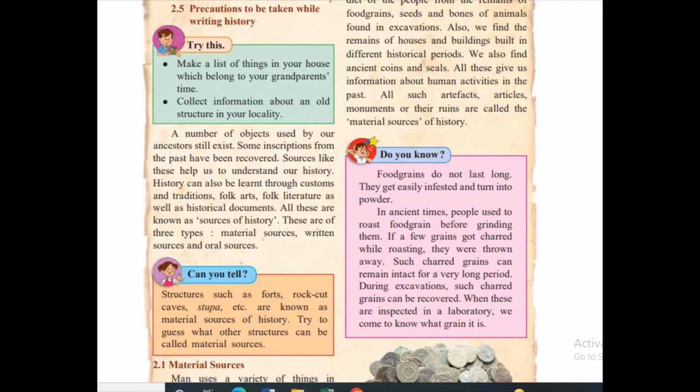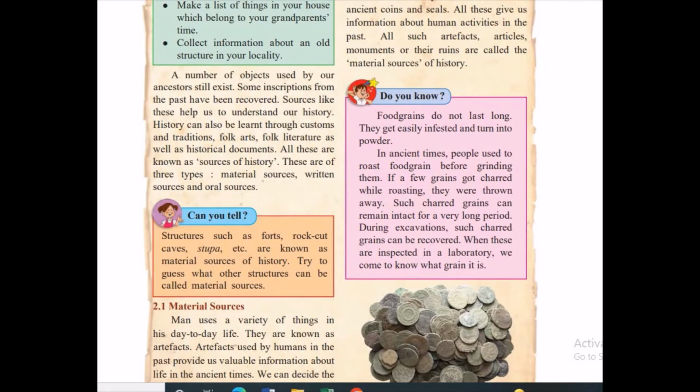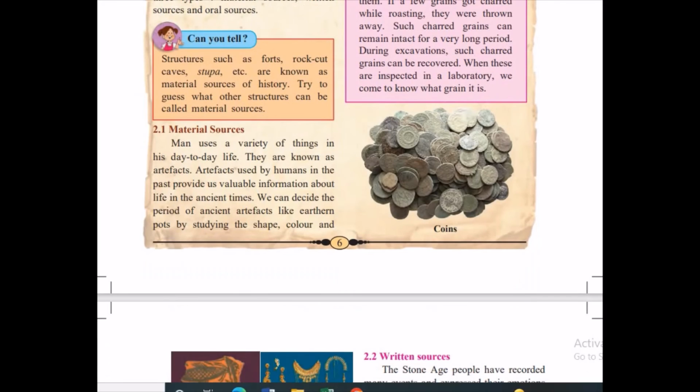Do you know, food grains do not last long. They get easily infected and turn into powder. But in ancient times, people used to roast the food grain before grinding it. If a few grains got charred while roasting, they were thrown away. Such charred grains remain intact for a long period. During excavations, such charred grains can be recovered. When these are inspected in the laboratory, we come to know what grain it is.